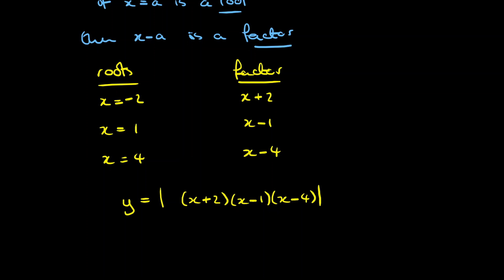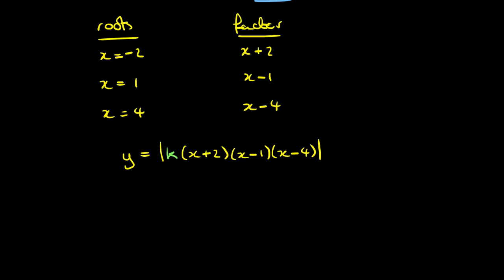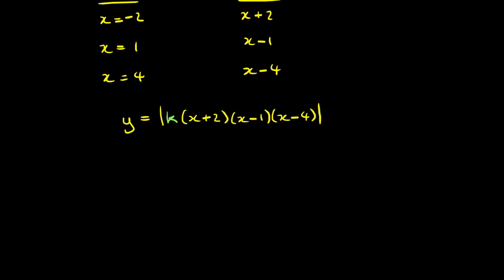And the thing that I think a lot of students are going to forget is we need to include a constant here, a k. And the reason for that is we don't know whether we've got a 1x cubed or a 2x cubed or a 3x cubed or even a negative x cubed. So now what we've got to do is find out what that constant is. How are we going to do that?